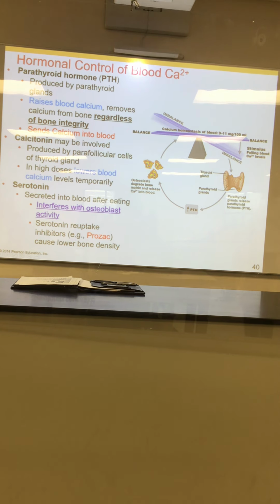All right, there's calcitonin. Calcitonin lowers blood calcium. We'll take a wild guess as to how. It increases osteoblastic activity. This is going to take calcium out of the bloodstream and store it away in the bones, just like a bank. That's what calcitonin does. And then there's serotonin.